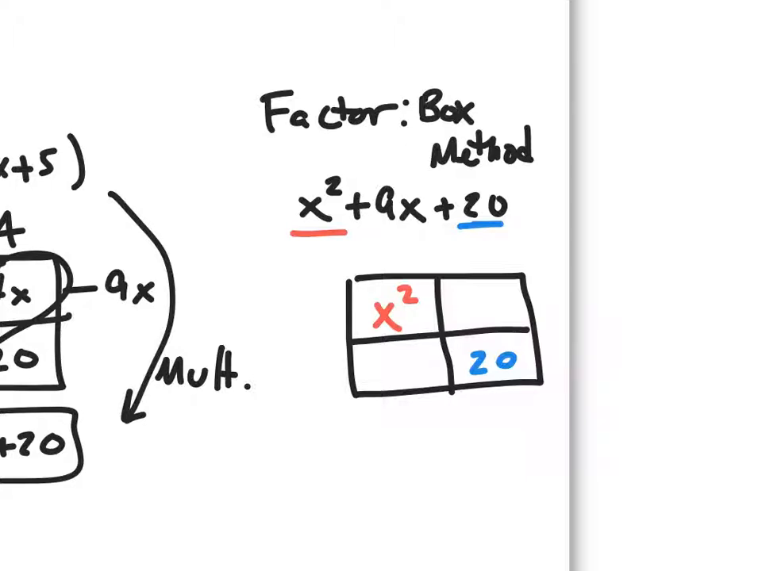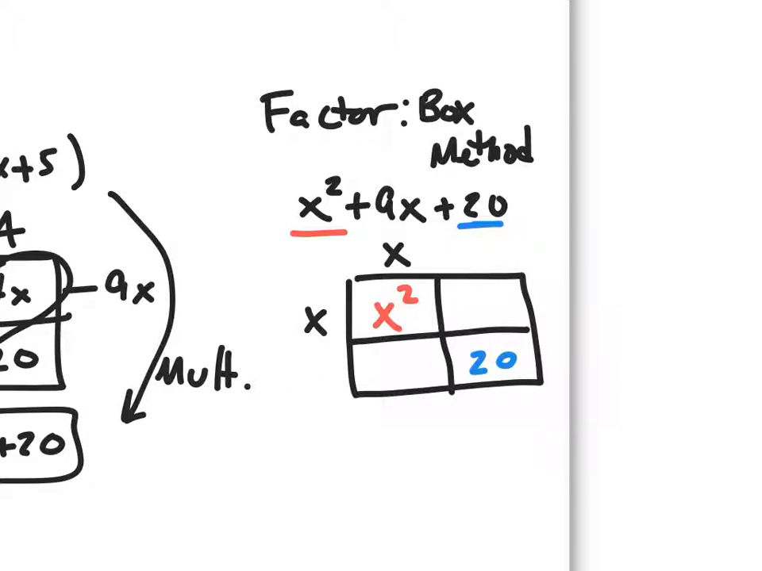Now what I have to figure out is, as I start asking myself questions, what times what is going to give me x squared? That's simply going to be x and then x. Not too bad. Then I want to look at 20. What two numbers are going to multiply to 20? What two numbers could I put here and here?